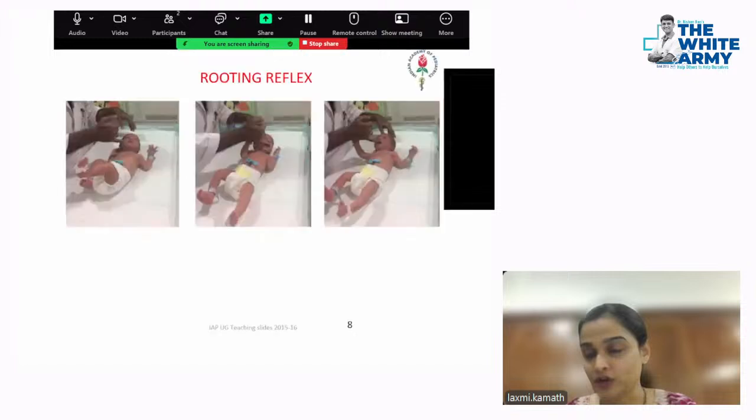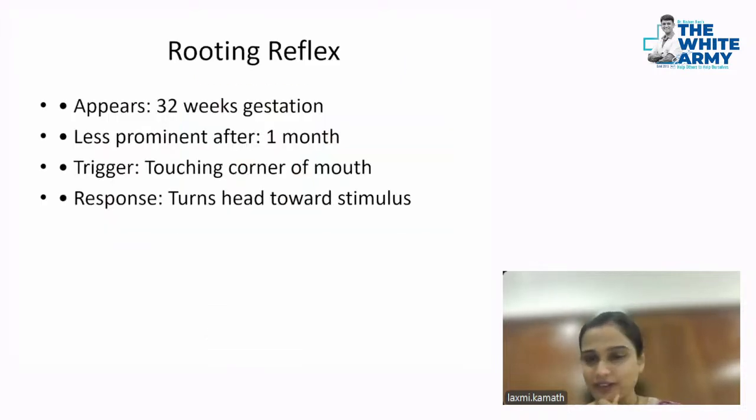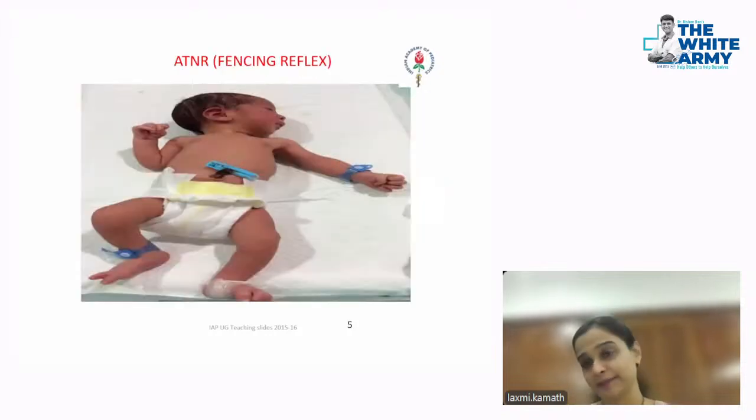Why is this important? This is the demonstration of the rooting reflex, as we touch one corner of the mouth on that side. Okay, thanks. So the rooting is needed for latching. By the end of 1 month, the child is mature enough to regulate its own needs. So that is why rooting disappears by 1 month.